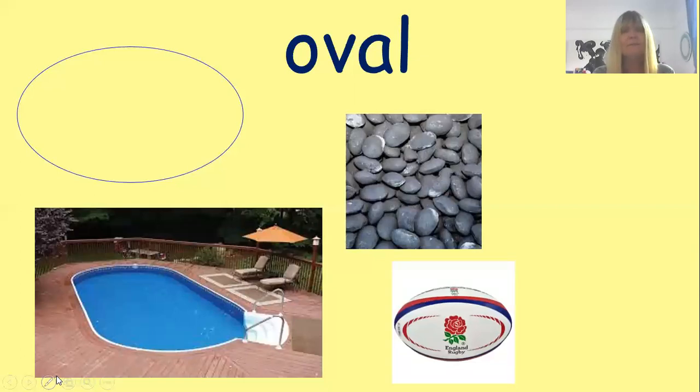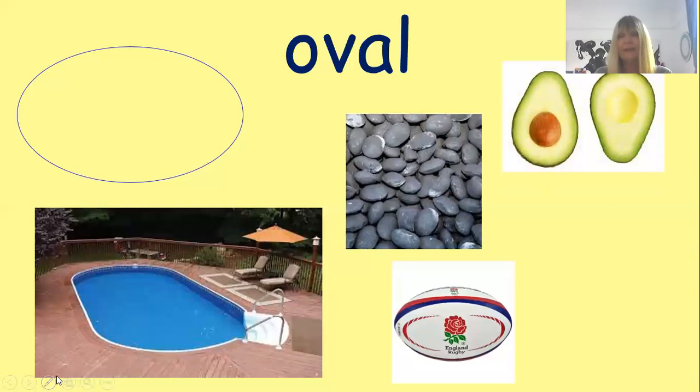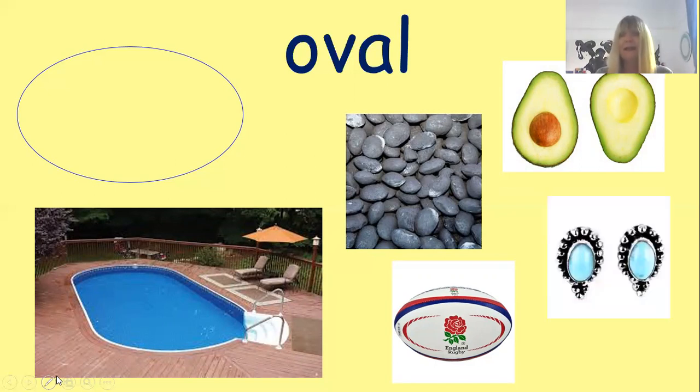If you played, yes, rugby. If you played rugby, you would be playing with this ball. An avocado pear. If you slice it in half and look down on it, it's oval shaped. And quite often earrings are made in the shape of ovals. And there are a pair of very nice earrings there.